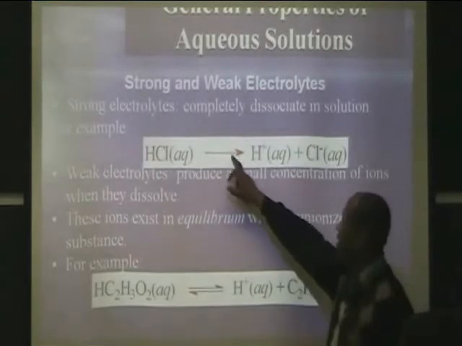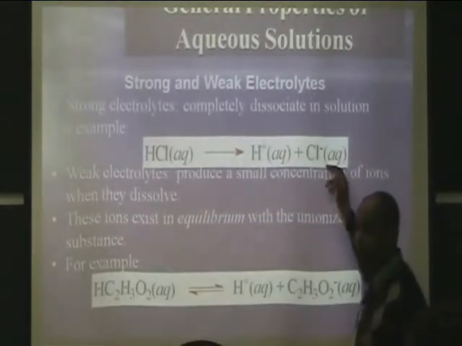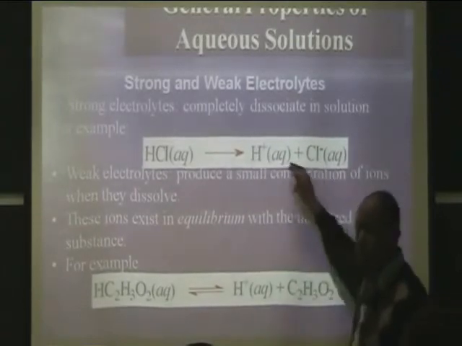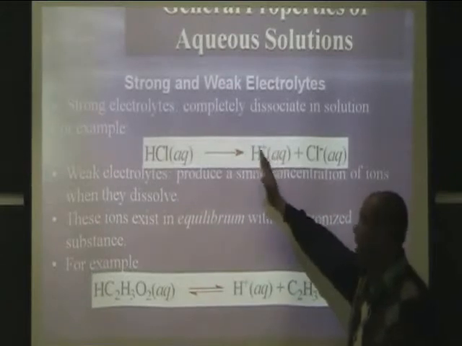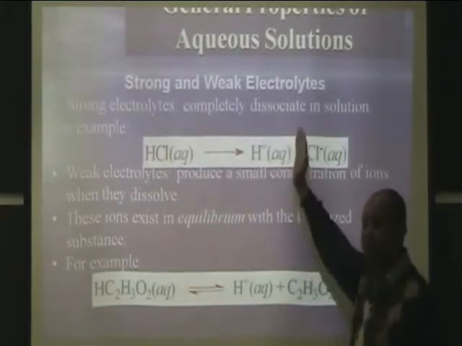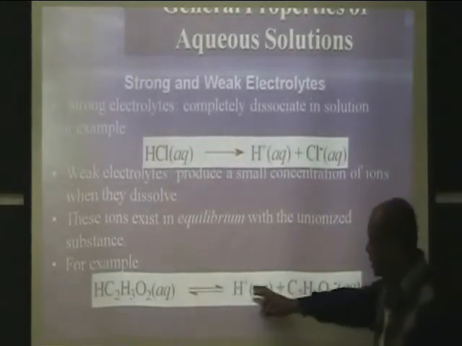You see the arrow here? The arrow is a one-way arrow. No exits. It's a forward reaction, no backward reaction. That means it shows complete dissociation here. Hydrochloric acid is broken completely, 100%, into hydrogen ion and chloride ion.